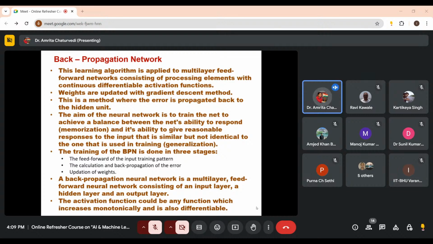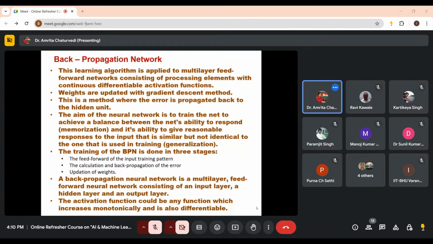This is a method where error is propagated back to the hidden unit, and therefore the name is back propagation. The aim of this neural network is to train the net to achieve a balance between the net's ability to respond, that is memorization, and its ability to give reasonable responses to inputs that are similar but not identical to the ones that are used. That is generalization. This means that your model should not be overtrained. It should give you good results with the known data, but it should also be able to give you acceptable results with the unknown data as well. That is what is called generalization.